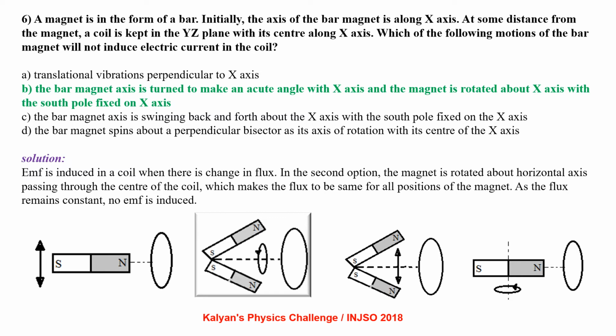The bar magnet axis is turned to make an acute angle with the x-axis, and the magnet is rotated about x-axis with the south pole fixed on the x-axis. The bar magnet axis is swinging back and forth about the x-axis with the south pole fixed on the x-axis. The bar magnet spins about a perpendicular bisector as its axis of rotation with its center on the x-axis. As seen from the diagrammatic representations, we can see the EMF is induced only when there is change in flux, and the change in flux is not taking place in option 2.